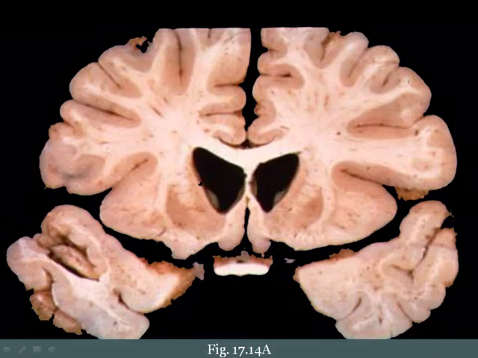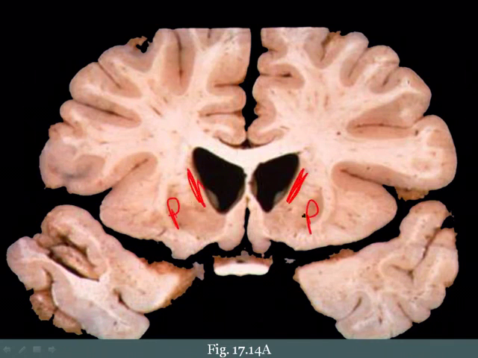Now here's a coronal section from a patient with Huntington's. Notice that you've lost the caudate nucleus here and here. Of course, here's the putamen and here's the putamen. And when you lose the caudate nucleus, the ventricle opens up because there's more space because you've lost mass in the brain. And so you get dilation of the ventricles, which again is called hydrocephalus ex vacuo.